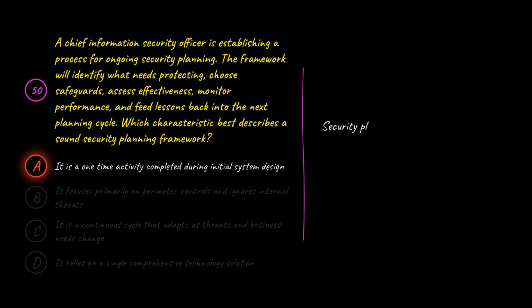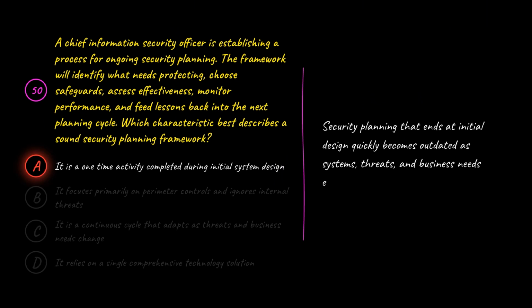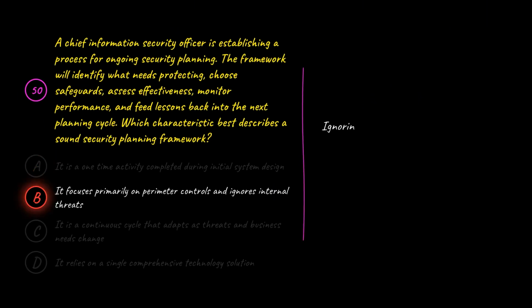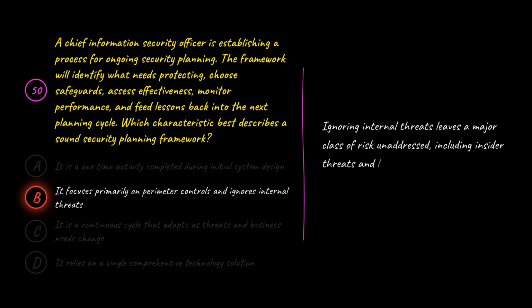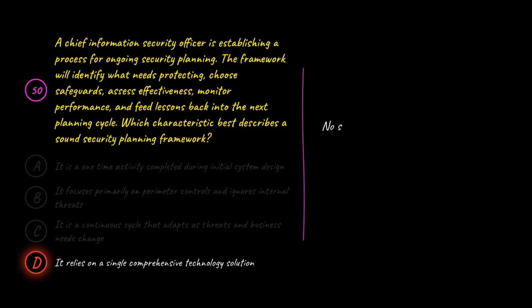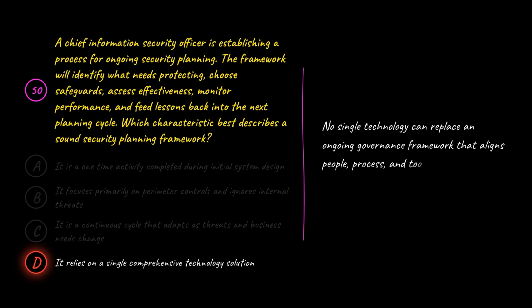A is wrong because security planning that ends at initial design quickly becomes outdated as systems, threats, and business needs evolve. B is wrong because ignoring internal threats leaves a major class of risk unaddressed, including insider threats and lateral movement after an external breach. D is wrong because no single technology can replace an ongoing governance framework that aligns people, process, and tools to changing conditions.